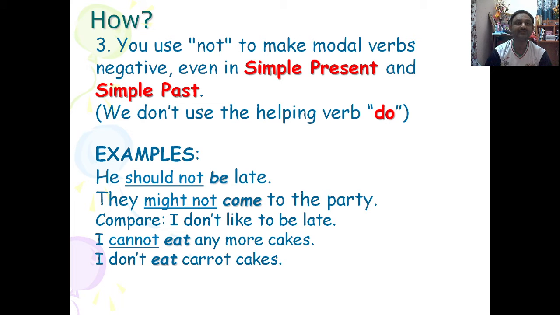In the third condition, you use not to make modal verbs negative. For example, will not, shall not, and so on, even in simple present and simple past. So, we don't use the helping verb do. You can understand this by an example. He should not be late. They might not come to the party. If you compare it with a similar sentence, I don't like to be late. I cannot eat any more cakes. I don't eat carrot cakes.